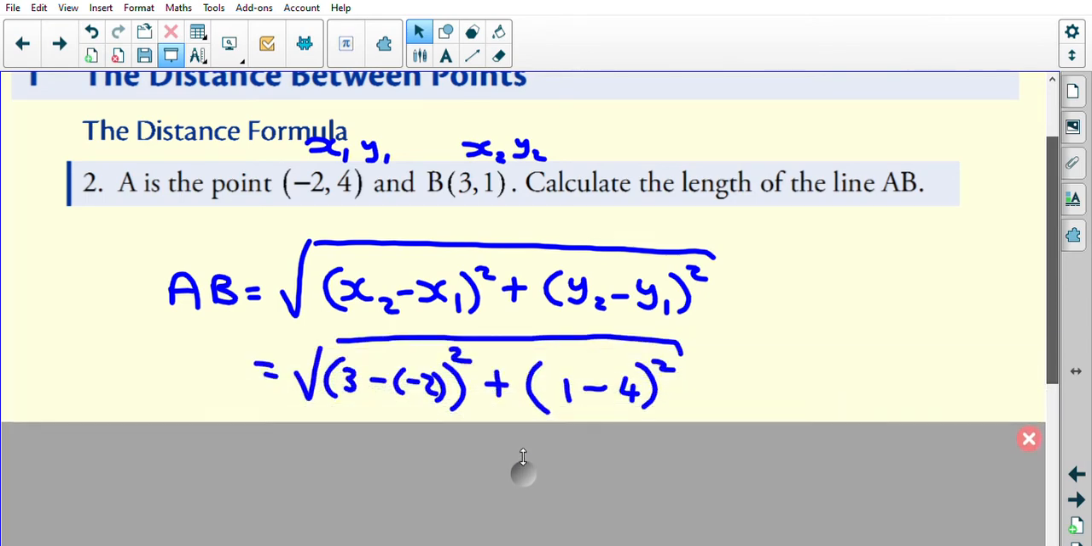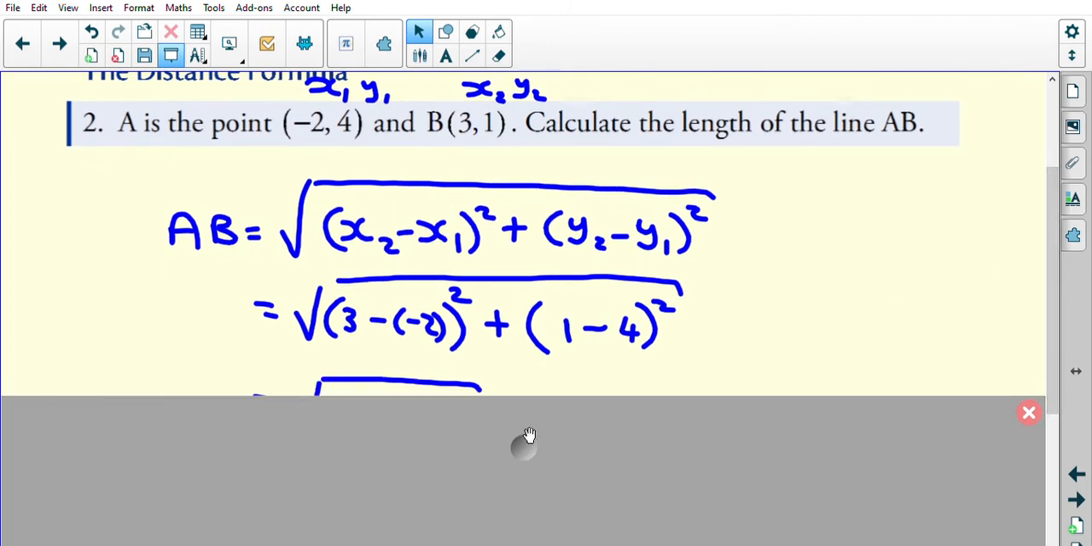Okay, so we're just substituting in the values here, so that's why it's highly important that we label these so we know where these go. So x2 minus x1, well, that was 3 take away -2, so that's 3 take away -2 in there. We then have y2 minus y1, so that's 1 take away 4, so that's going to be 1 take away 4 there. And we need to remember we're squaring these, adding them together, and then taking the square root.